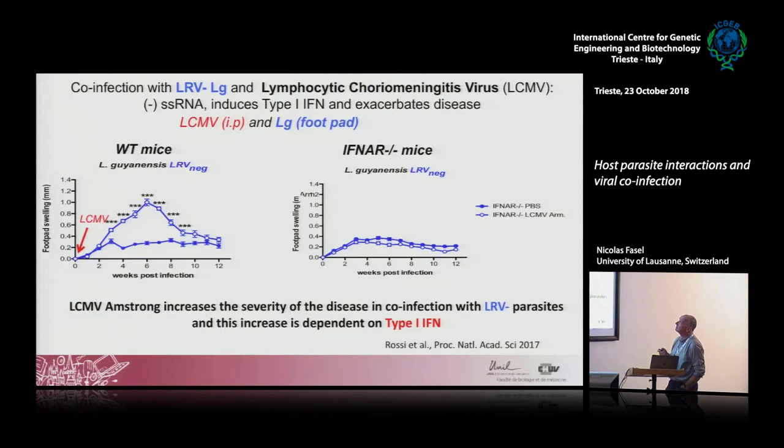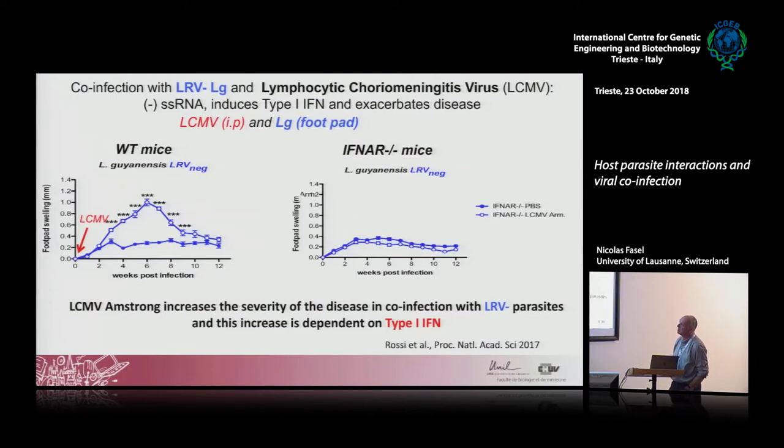So we started to infect with LCMV, lymphocytic choriomeningitis virus. LCMV is a negative-strand, single-strand RNA virus. It induces a strong type 1 interferon response. So here you can see the same kind of model. We co-infected Leishmania guyanensis, which gives rise to some lesion in the footpad, with LCMV. In this case, LCMV was injected IP, whereas Leishmania guyanensis was injected in the footpad.